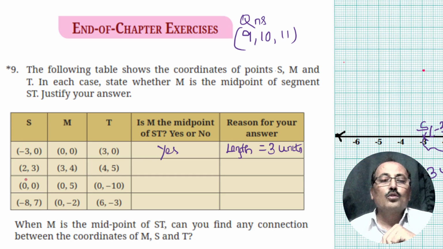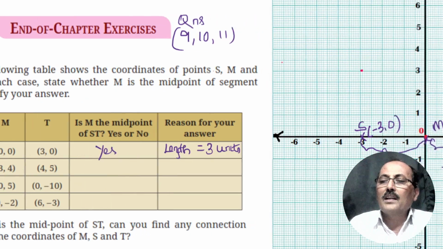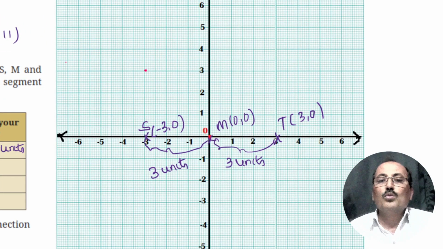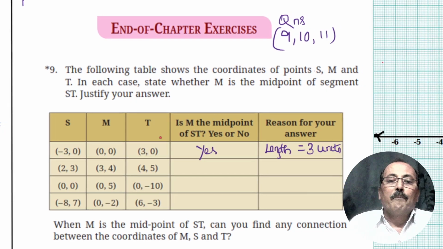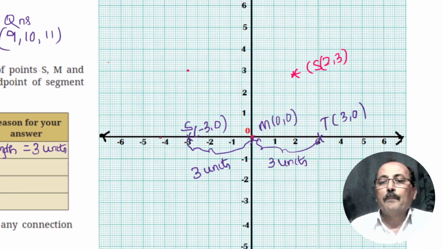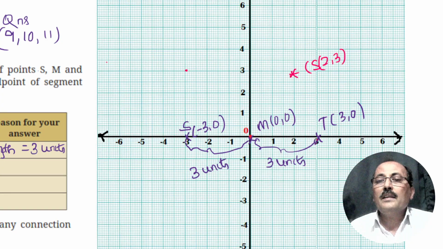So S, M, T: 2 comma 3, surely it will come on the positive side. 2 and 3, 2 along the x-axis and 3 along the y-axis. Yes, this is S, 2 comma 3. Okay, next M, 3 comma 4. M is 3 comma 4. 3 and 4 here. Yes, 3 comma 4 means this point. M is 3 comma 4.